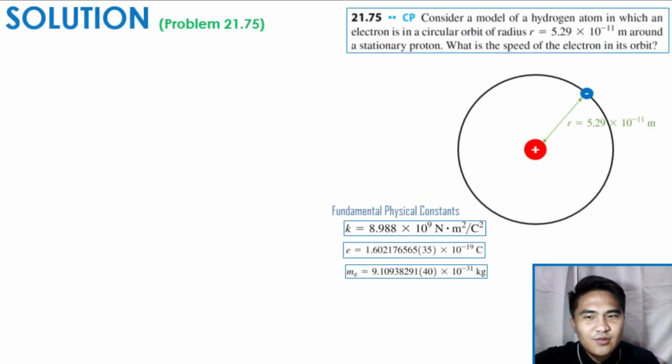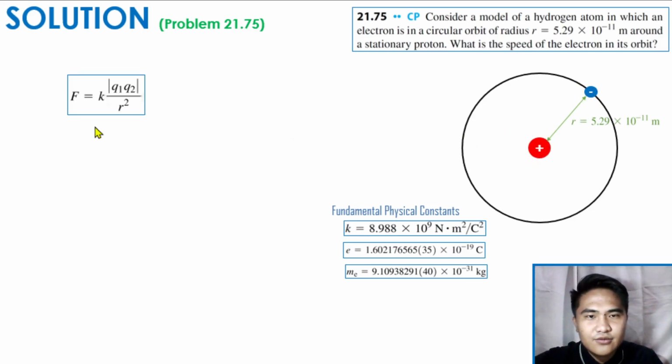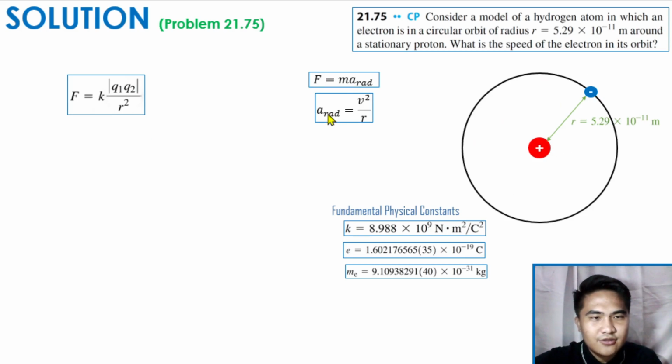So to solve this, we will use these constants, the Coulomb's constant, the magnitude of the electron's charge, and the mass of the electron. The charge of the proton is the same as the charge of the electron. They only differ in sign. Proton is positive, while electron is negative. We will use Coulomb's law, and since the electron is orbiting the proton, we will use the centripetal force and radial acceleration, or the centripetal acceleration.